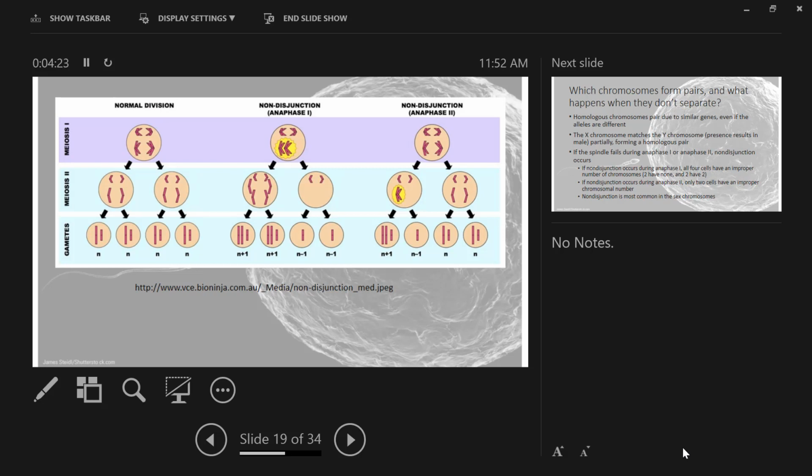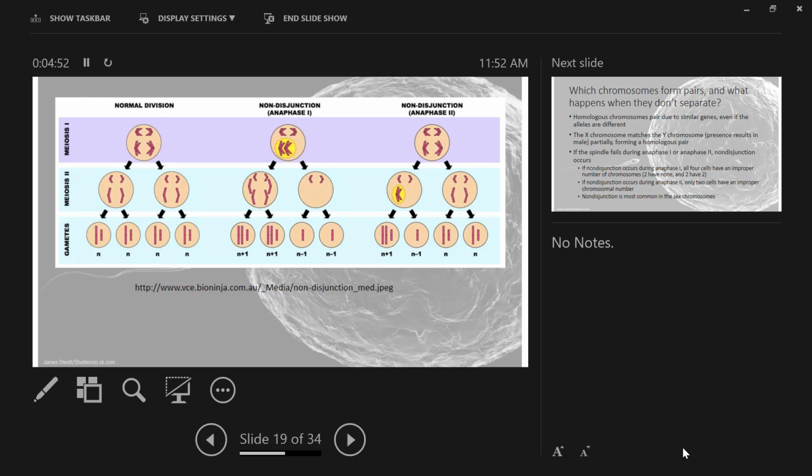If nondisjunction happens during meiosis 2, unless it happened to both of these cells, but in this case it only happened to this cell, only the cells that descend from this one are messed up. Okay? This one's missing one, this one has an extra copy. These 2 are normal because the nondisjunction happened in this cell during meiosis 2. This cell went through meiosis 2 normally. Okay, the sister chromatids separated properly. These gametes are normal.